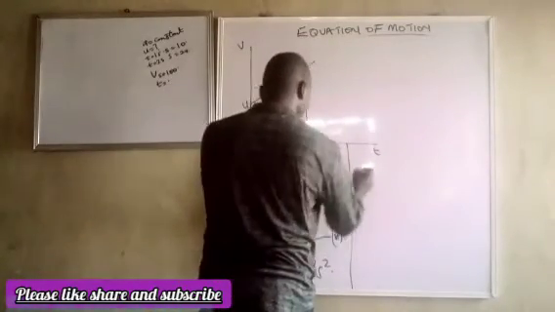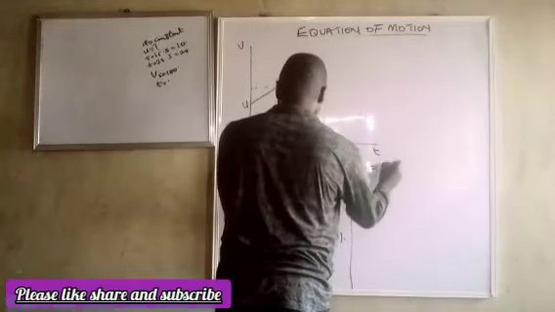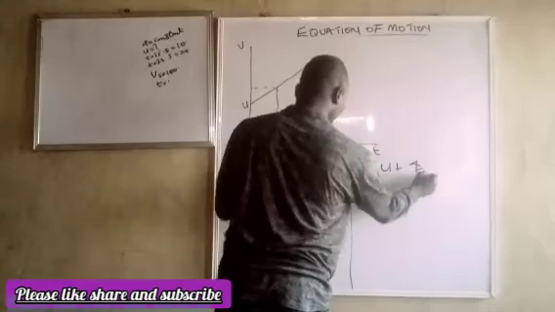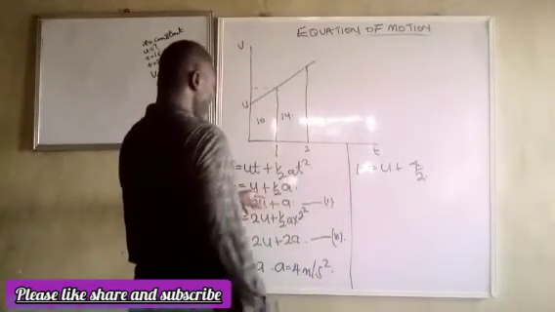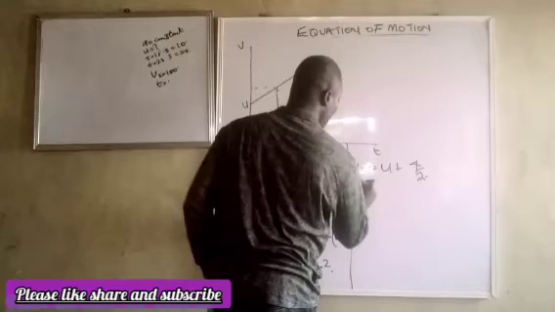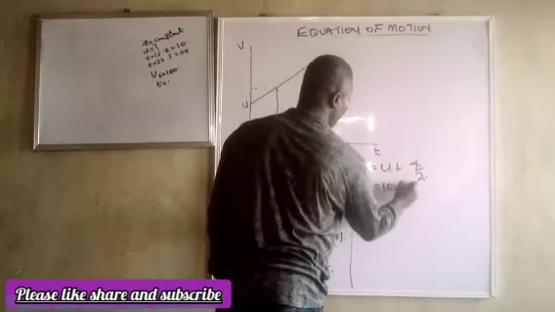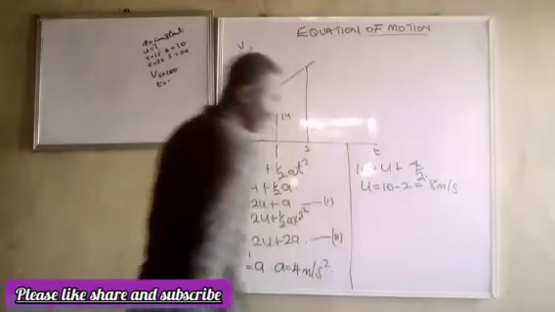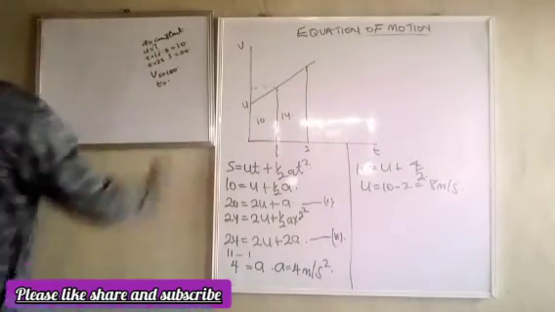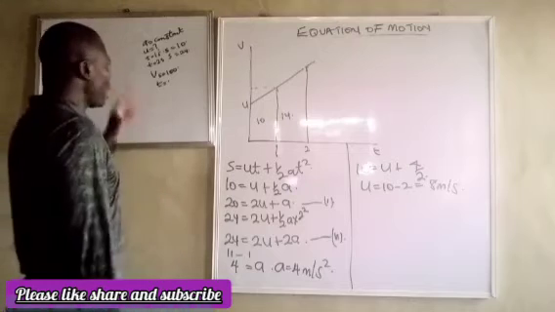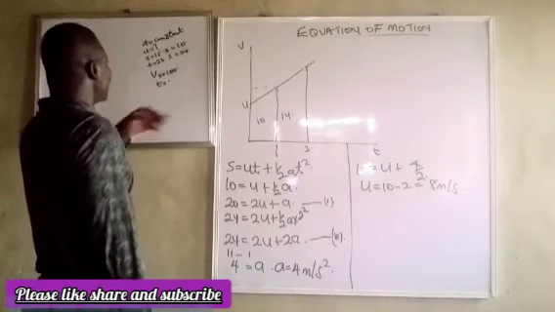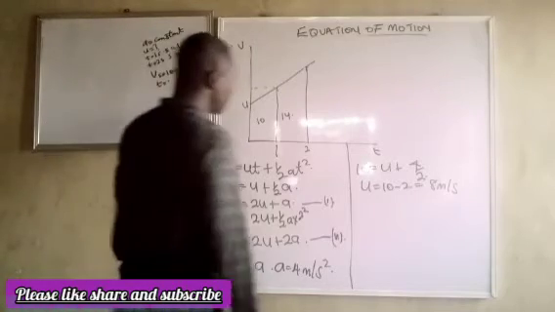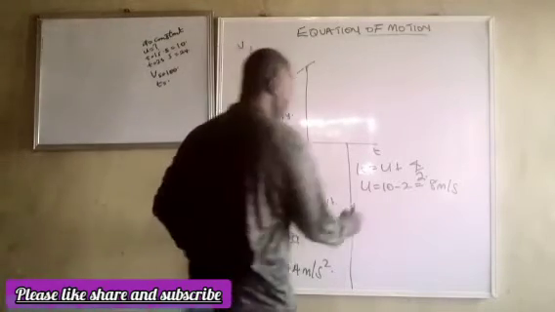So 10 equals u plus 4 over 2. That is substituting a in this place. Therefore, u will be equal to 10 minus 2, which is equal to 8 meters per second. That's our u. Now it also asks us, what is the velocity when s equals 100?